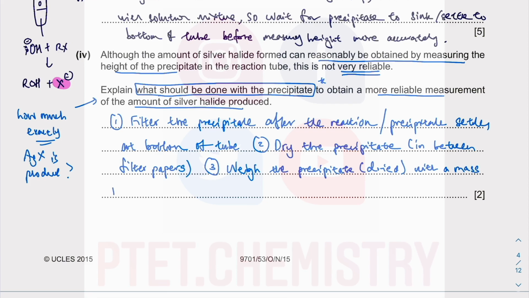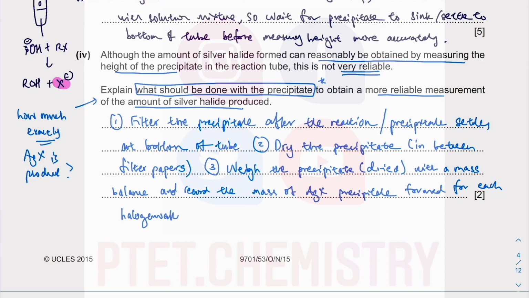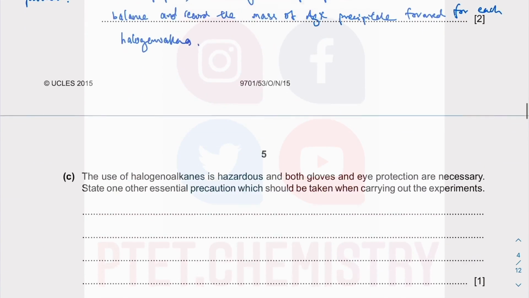Because the mass balance measures your mass, you record the mass of AgX precipitate formed for each halogenoalkane. For each of the 3 halogenoalkanes, basically your chloroalkanes, your bromoalkanes, and your iodoalkane.